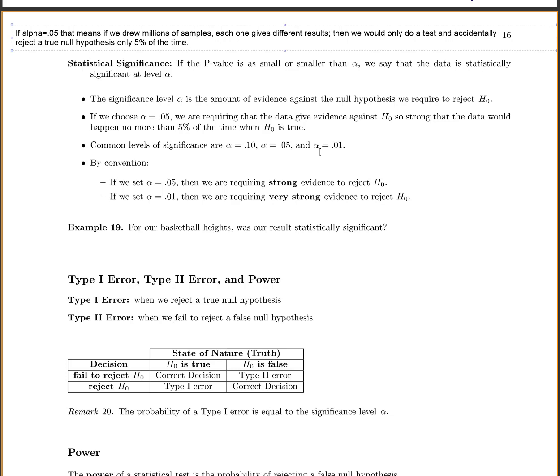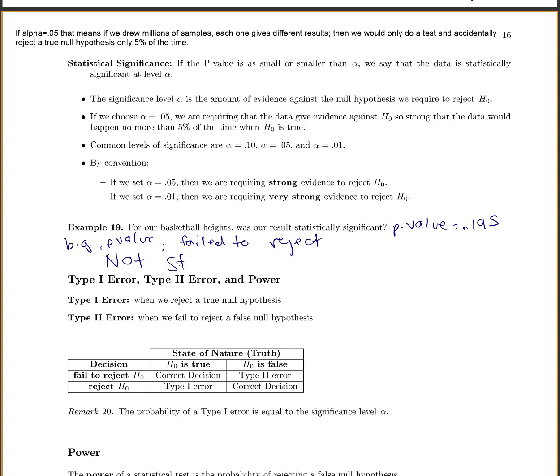Okay, so back to our basketball heights, was our result statistically significant? Well, if you remember, our p-value was 0.195. That is a big p-value. And we failed to reject the null. So no, these are not statistically significant.